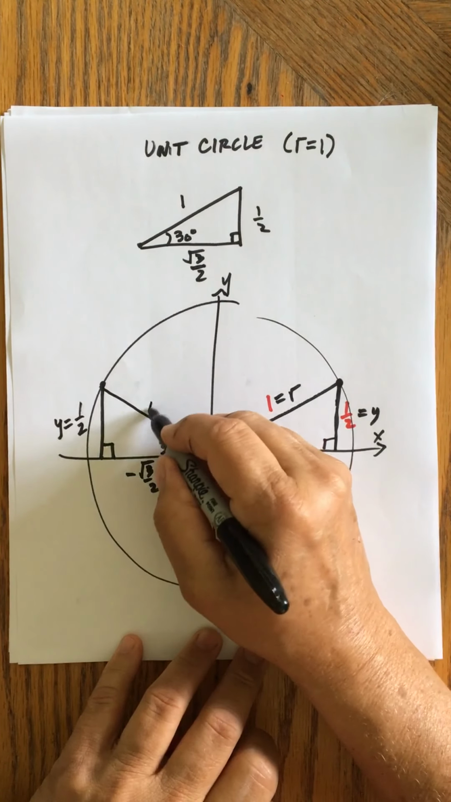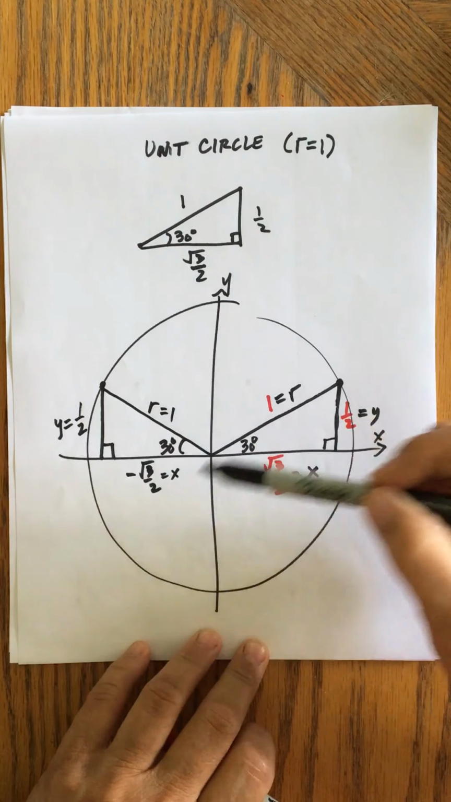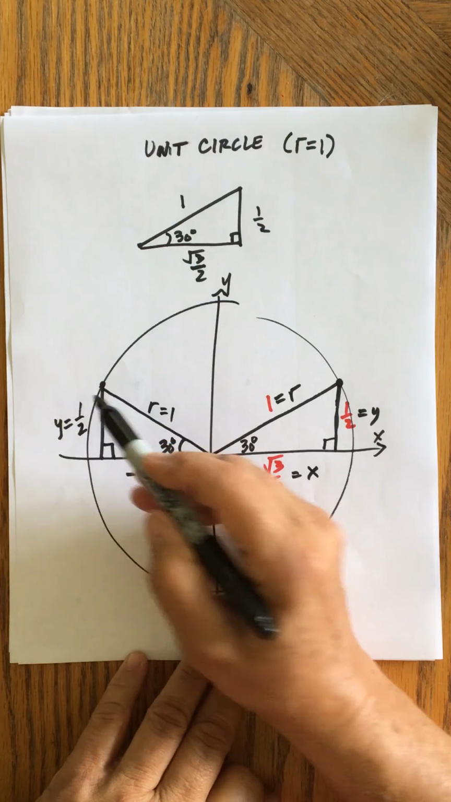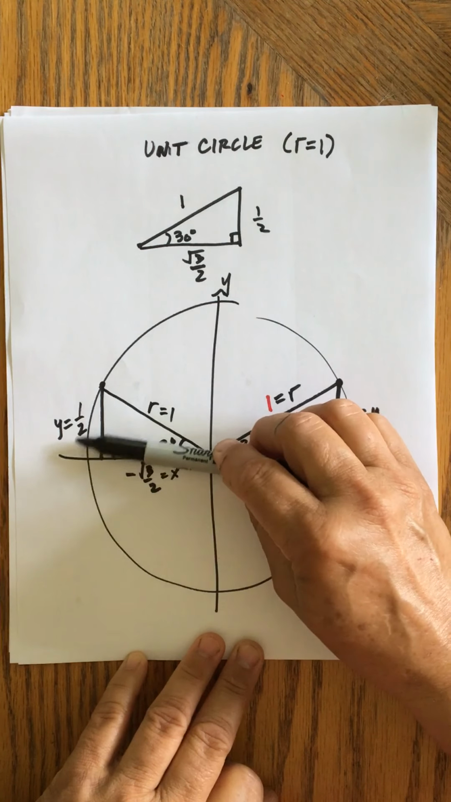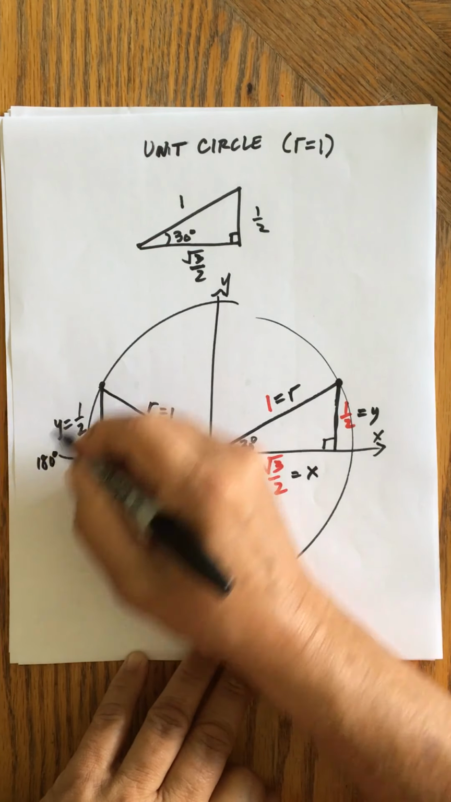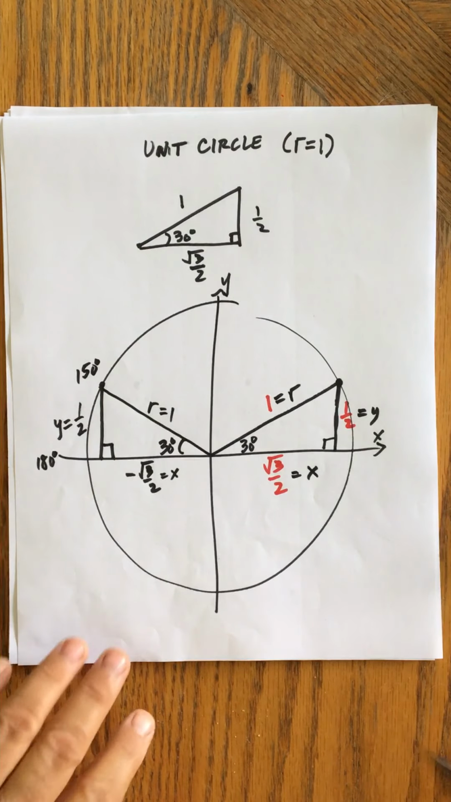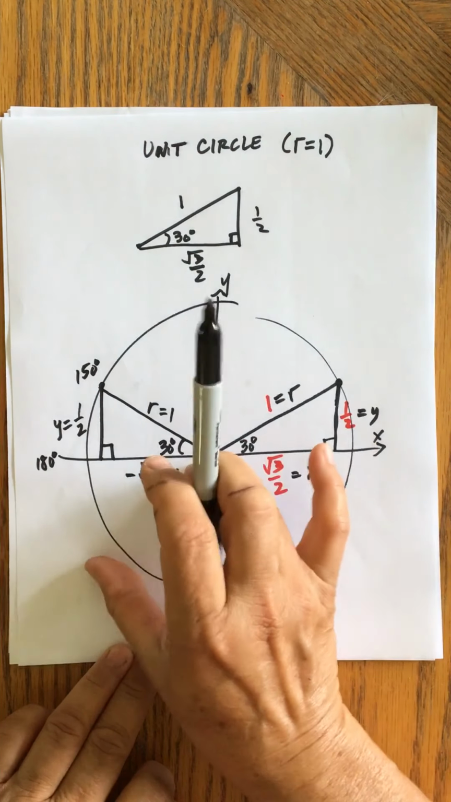Here the radius is the same, but that means that the ratios are going to be the same. And so what angle is this? Well, if this is 30 degrees of rotation from the x-axis, and here the x-axis value is 180, then this must be 150.